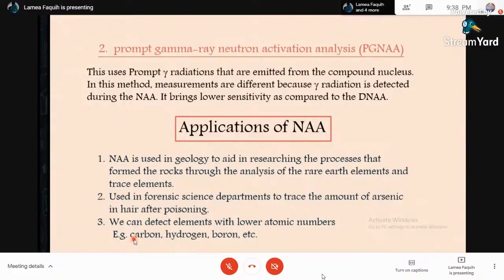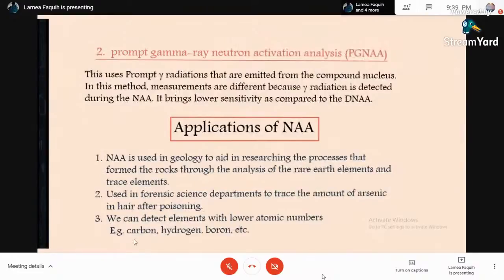Now let us talk about the applications of neutron activation analysis. First off, it's used in geology to understand the age and the elements present in the Earth's crust, even if they are in very trace amounts. Second, we use it in the forensic science department to track the amount of arsenic that can be detected in the hair if a person is poisoned to death. And a very common use is to detect the elements with lower atomic numbers, basically carbon, hydrogen, even nitrogen, boron, etc.